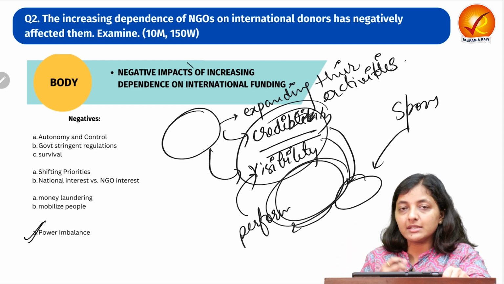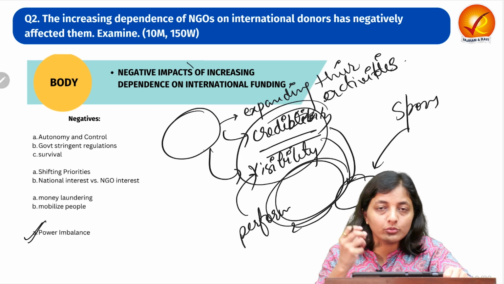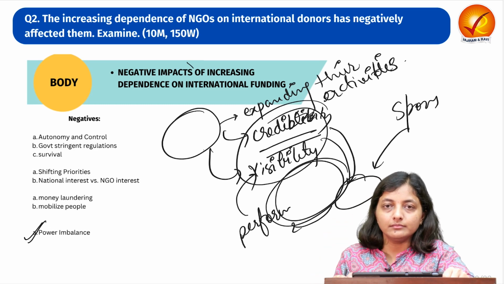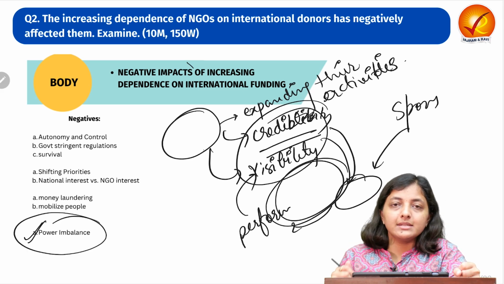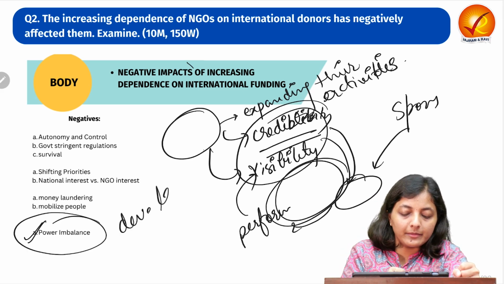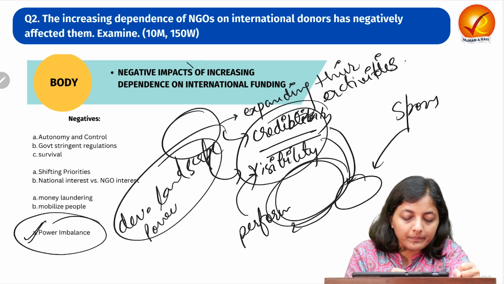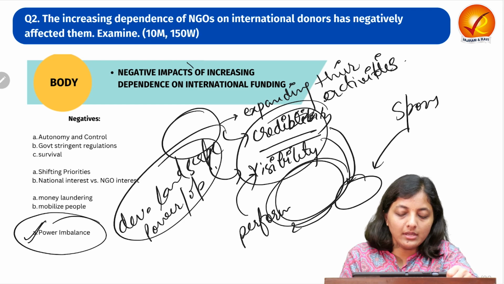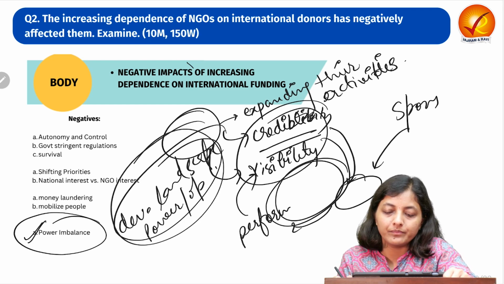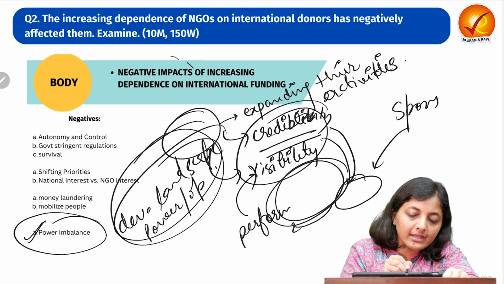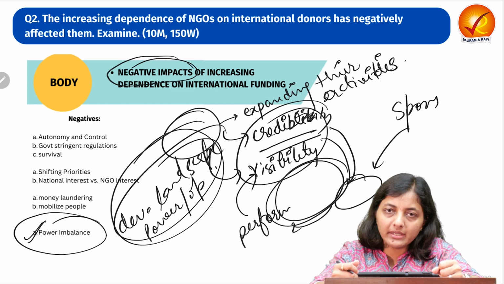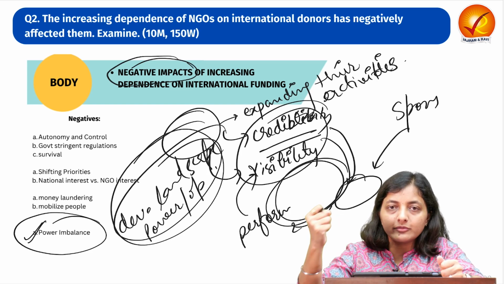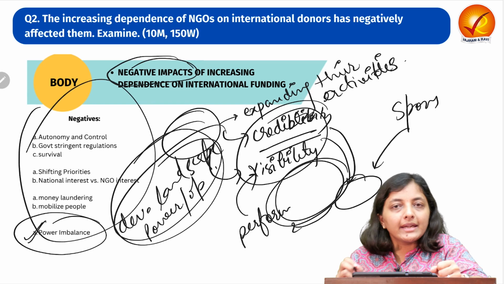But what about the other small NGOs, those who are not getting the foreign funds? So there is a power imbalance in the developmental landscape. There is a power asymmetry or operations asymmetry in this whole development process. So it is a negative impact only, that there is an imbalance in the developmental process of the society. So these are some negative impacts.